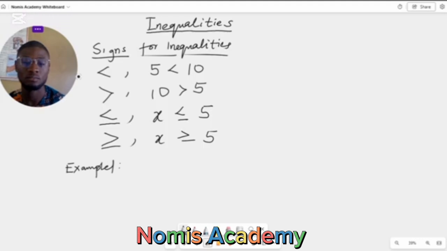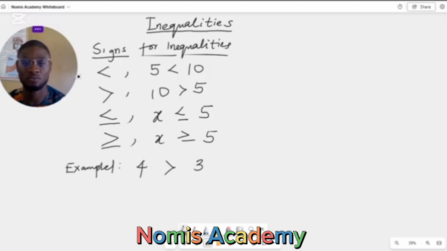Example 1. Can you use a sign between 4 and 3? So what do I write here? Do I say 4 is less than 3? Or 4 is greater than 3? Or 4 is less than or equal to 3? Or 4 is greater than or equal to 3? Very good. 4 is greater than 3. So I'll put the sign of greater than.